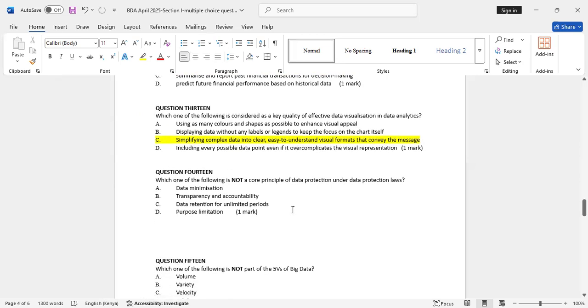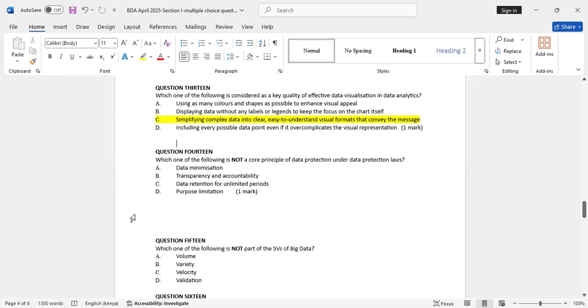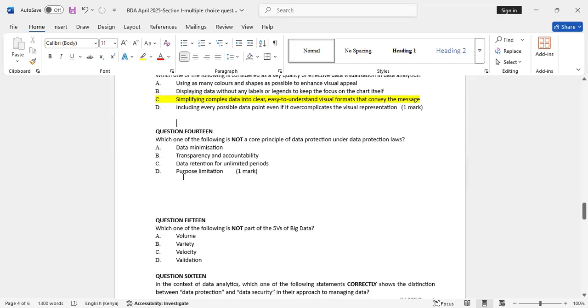Question 14. Which one of the following is not a core principle of data protection under data protection laws? Yeah, so you have to read through the data protection laws. So A, data minimization. B, transparency and accountability. Yeah, I think that's a core principle. C, data retention for unlimited period. D, purpose limitation. So I'll start with A.